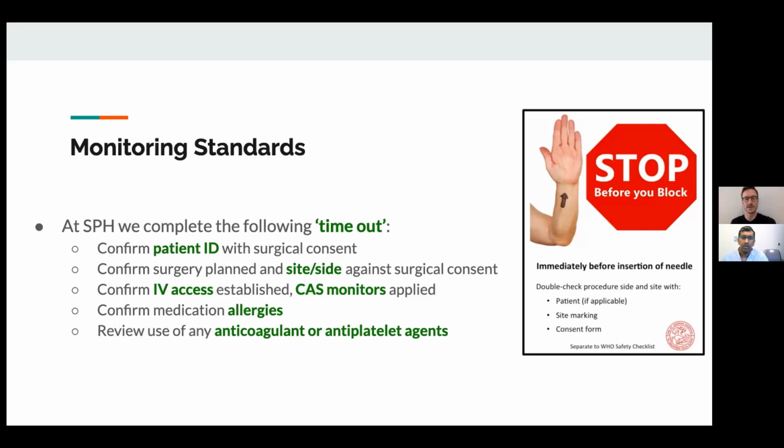Review any allergies, and then specifically review any current or recent use of anticoagulants or antiplatelets that might influence the appropriateness of the block we're about to do. And we always ensure that the patient's engaged in this process as well. So we invite them to participate, and we typically try to do this before any sedation's administered.